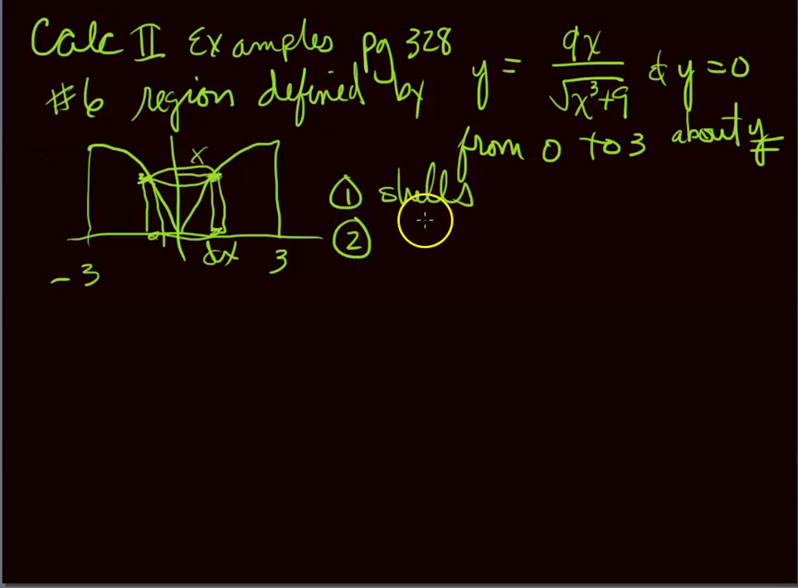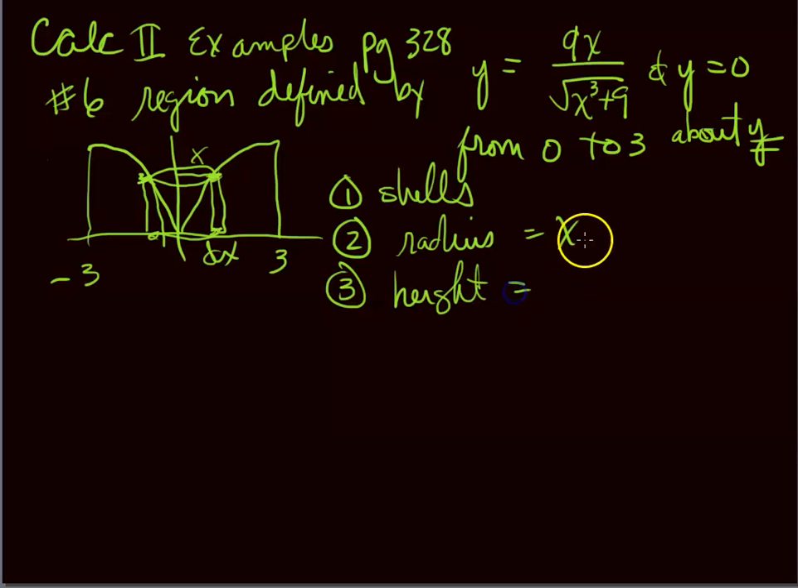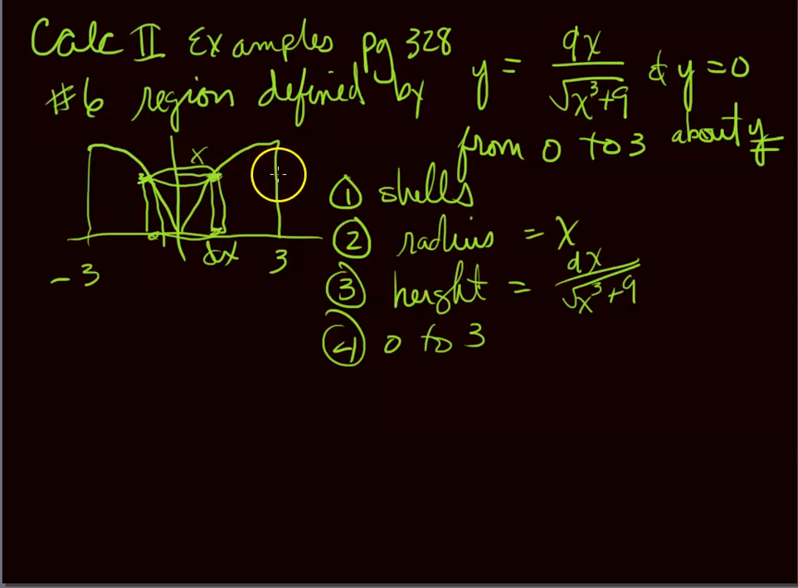We're going to do this, the radius of the shell is going to be x. The height of the shell is going to be that 9x over the square root of x cubed plus 9. That's the height. That's this thing right here. And the limits of integration, x goes from 0 to 3. That's what this x is, 0 for that radius up to 3. And that's our integral.